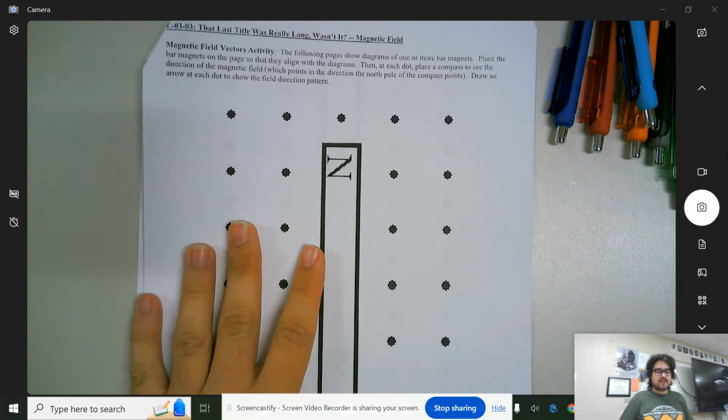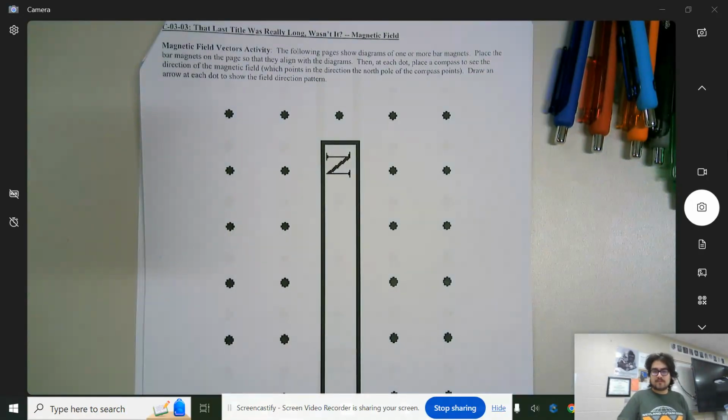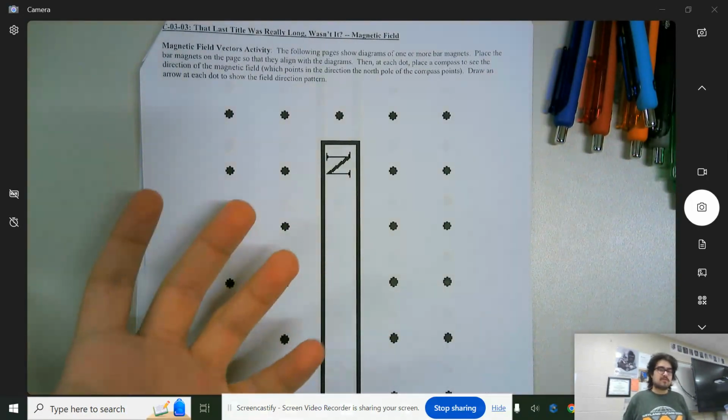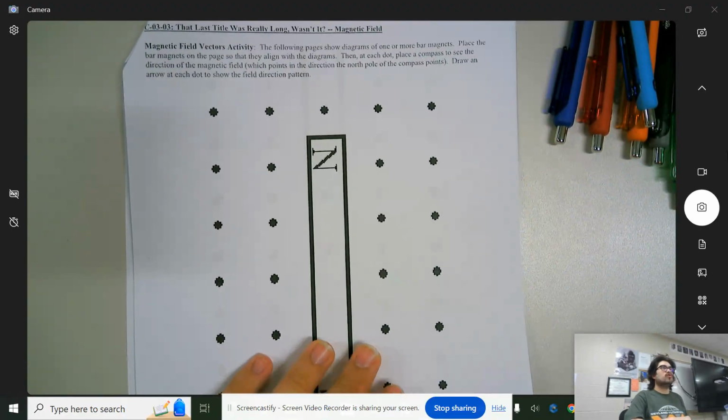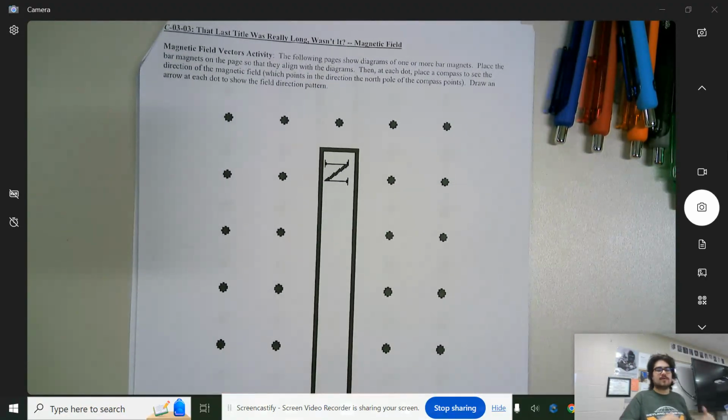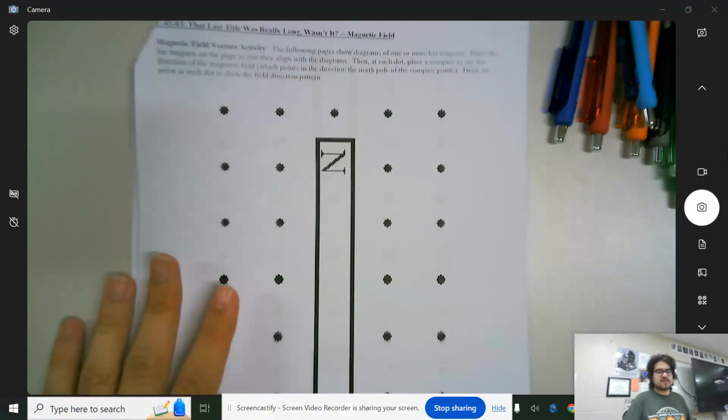Now this vectors activity I actually think is probably best for you to do on your own. I'm not going to go through it here, because you're going to notice some trends with how the magnetic field interacts with bar magnets, right? Which pole causes the magnetic field to point away, which pole causes it to go towards it. And you're going to notice that's very similar to electric field. But I think you should discover that on your own.